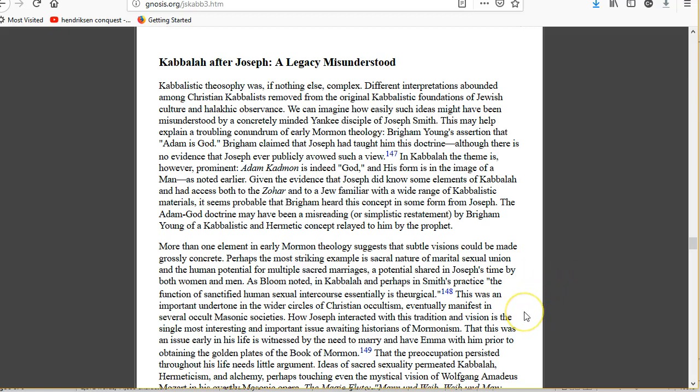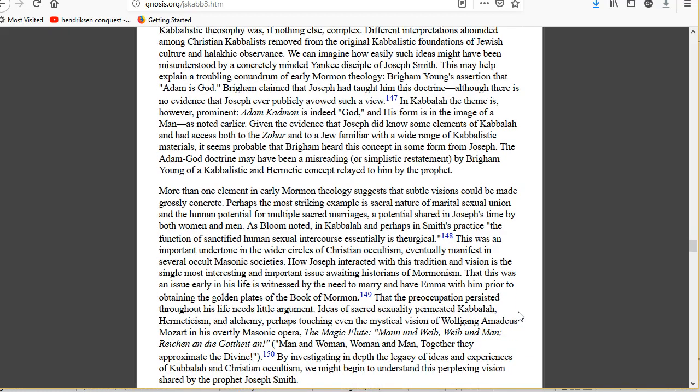In the section Kabbalah After Joseph, A Legacy Misunderstood, Mr. Owens writes, Kabbalistic theosophy was, if nothing else, complex. Different interpretations abounded amongst Christian Kabbalists removed from the original Kabbalistic foundations of Jewish culture and halakhic observance. We can imagine how easily such ideas might have been misunderstood by a concretely minded Yankee disciple of Joseph Smith. This may help explain a troubling conundrum of early Mormon theology. Brigham Young's assertion that, quote, Adam is God. Brigham claimed that Joseph had taught him this doctrine, although there's no evidence that Joseph ever publicly avowed such a view.